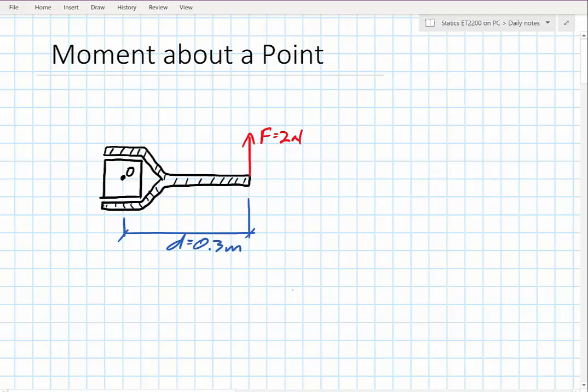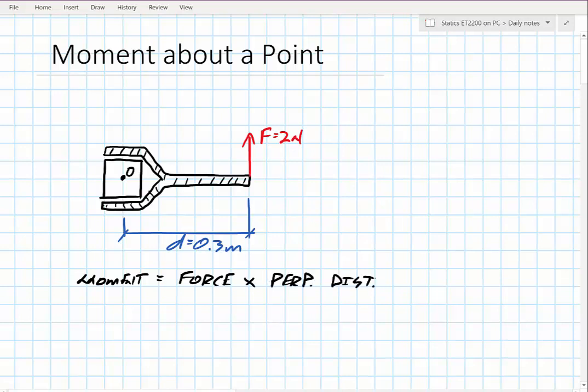All right, hello everyone. In this video, what we're going to talk about is a moment about a point. Let's start by defining what we mean by moment. A moment we're going to define as any kind of force times a perpendicular distance.